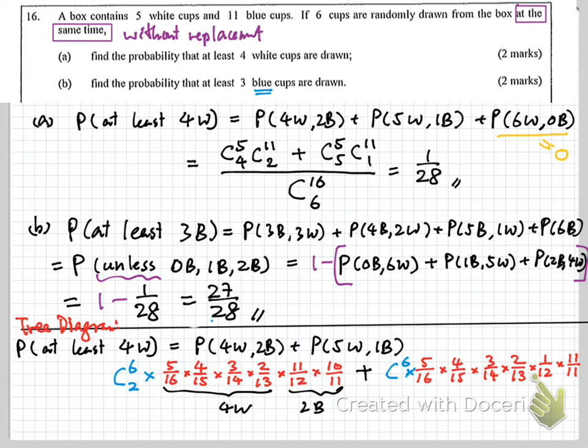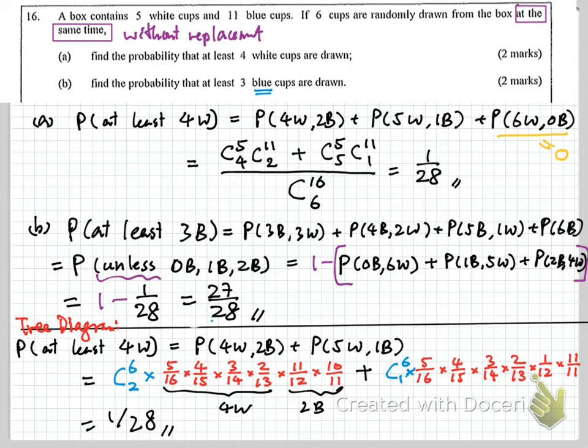So I'm not mistaken. If you do it on the calculator, I hope you will get back to 1 over 28. Let me try that on my calculator. Okay, so indeed it goes to 1 over 28. So at least it agrees with the answer from the previous one.